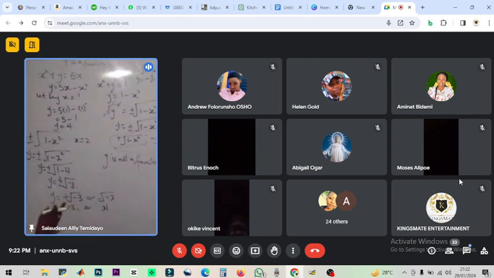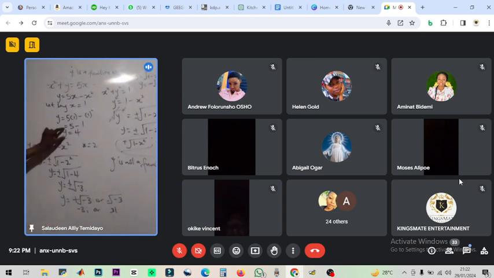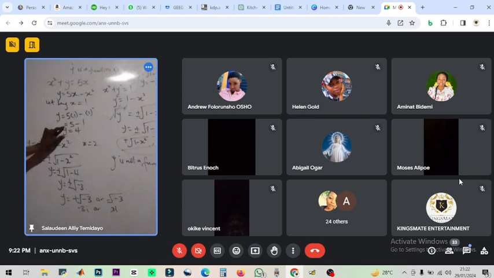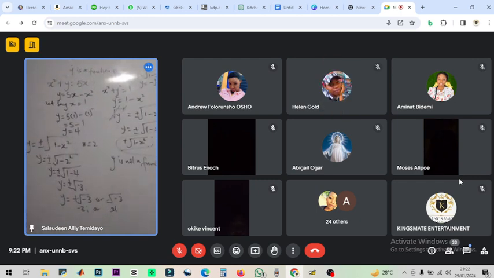So the two values for y is telling us that y can never be a function of x. If we have just one value for y, as we have it here, then we can call it a function of x.